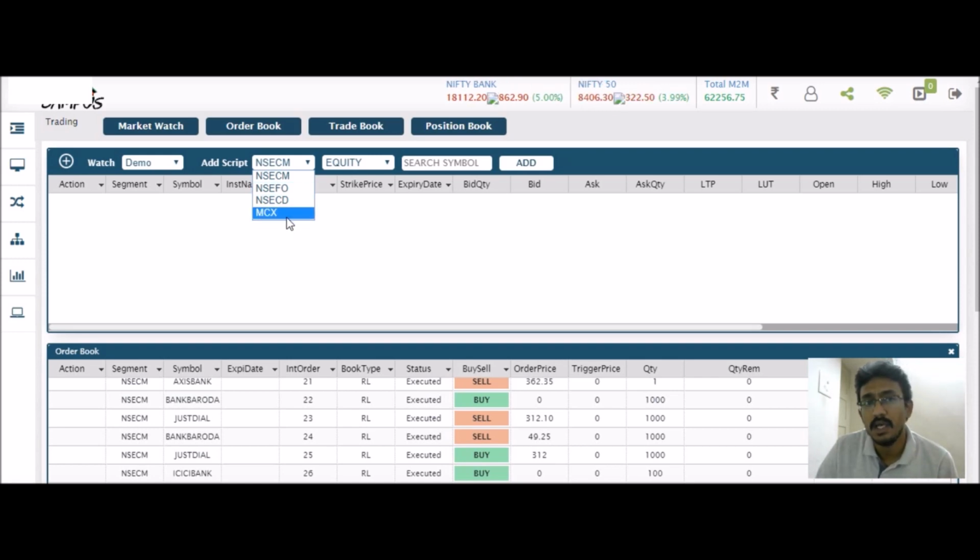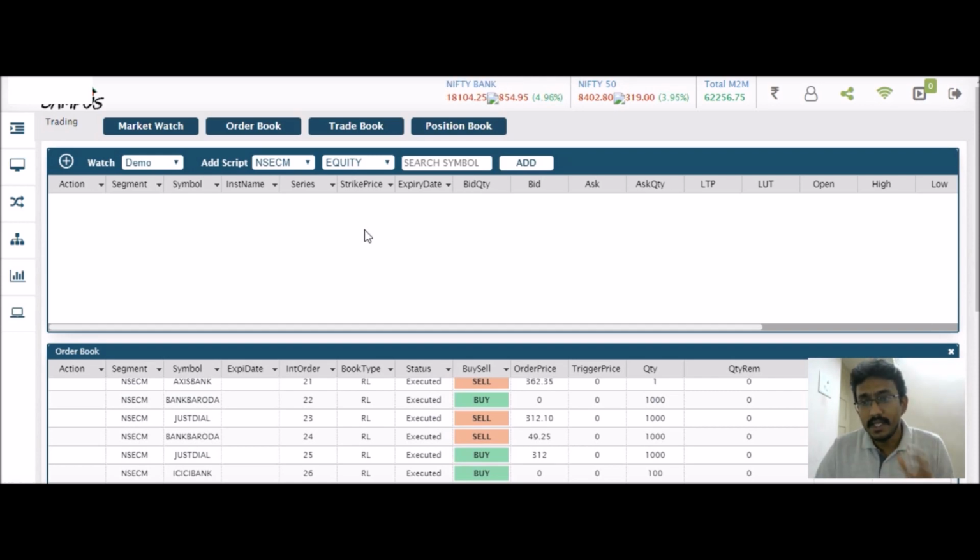In MCX, we trade on gold, silver, aluminium, crude oil, and things like that. So to keep it simple, I'm going to show you how to place an order in the equity segment. I'm going to cover only the equity segment.